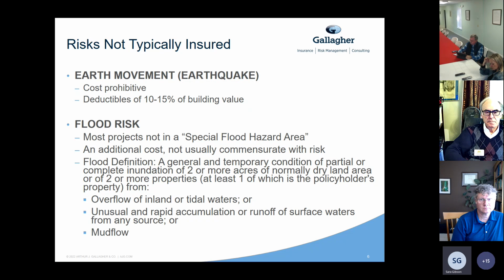Another major one is flood risk. I see this a lot. However, most construction projects are not in a special flood hazard area that would need this type of coverage. Also, this type of coverage tends to come at an additional cost, and the cost is usually not commensurate with the risk. So if you're not in a special flood hazard area and you see this insurance requirement, again, make sure you reach out to James or John, whichever one is handling your insurance policy, so you can get the information you need to go back to the contractor, go back to the lenders and investors and explain how this is cost prohibitive and really not needed for your project.